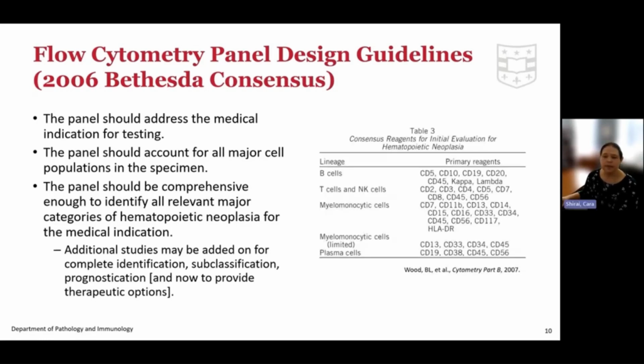This table displays the recommended antigens to be used in an initial evaluation, which is still relevant and appropriate today. All these antigens are included in the ClearLab 10-color system of 4 tubes, B, T, M1, and M2. The M1 and M2 tubes contain all the antigens indicated for assessment of myelomonocytic cells.